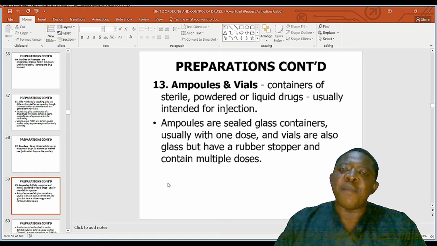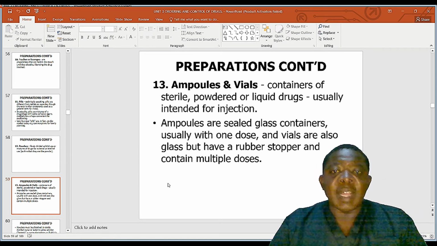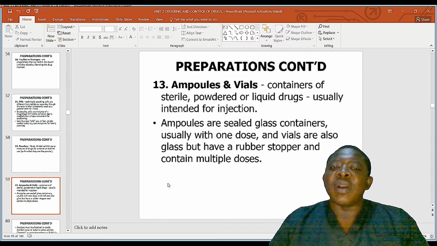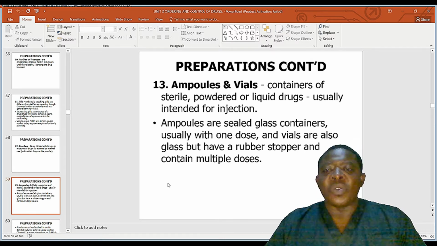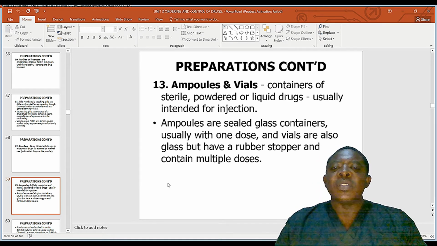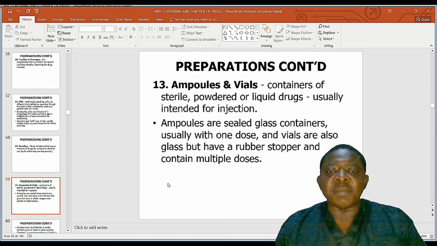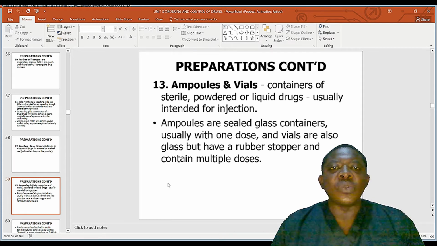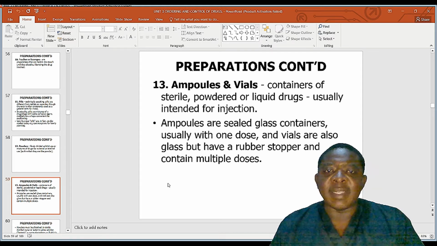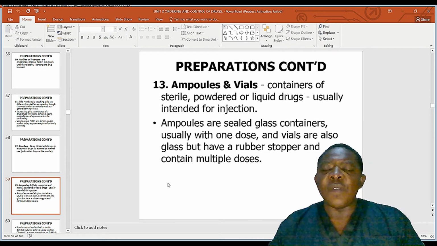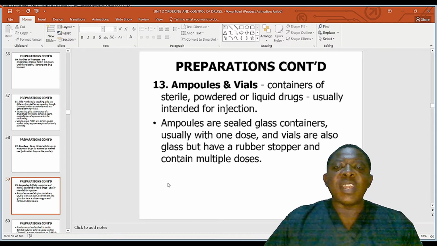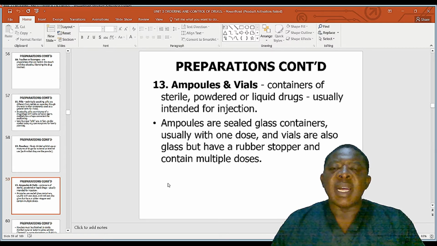So ampules are sealed glass containers with about one dose, and vials are also glass but have a rubber stopper, and the rubber stopper means you can take more than one dose. With an ampule, you just give one dose from it; you open it. But with a vial, you have a rubber stopper through which you can withdraw the drug and give it, and the rubber remains there securing the drug.